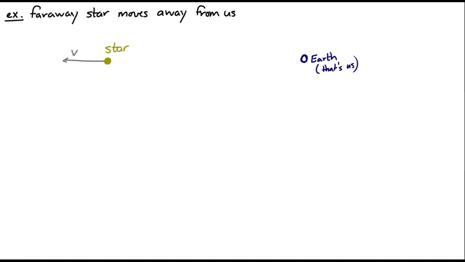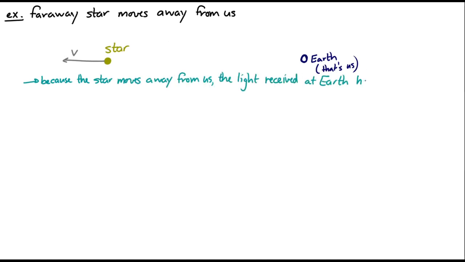Okay, now knowing that, let's do an example. Let's say that we have a faraway star, and let's say that this faraway star moves directly away from us. So here's the Earth. Here's that star. It's moving directly away from us. We're going to assume that the observer is on the Earth. Because the star moves away from us, the light received at Earth will have a greater wavelength than what was emitted by the star.